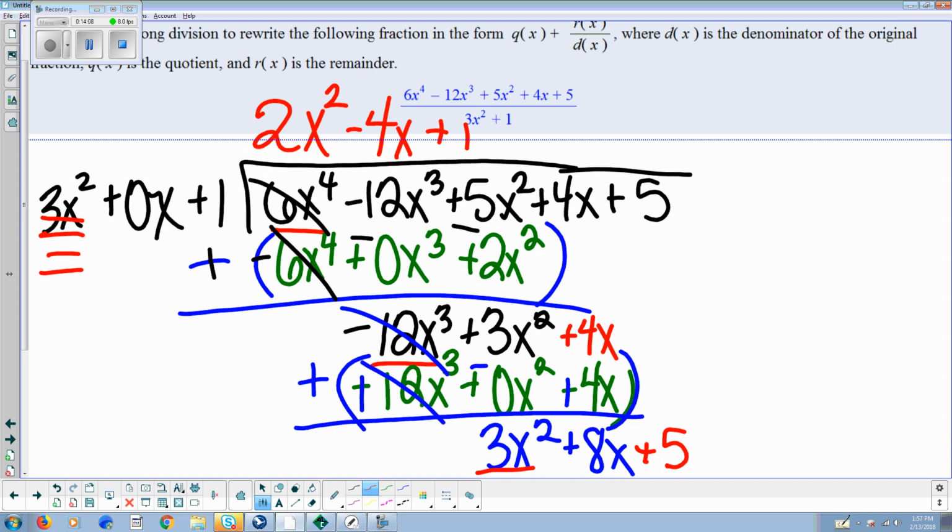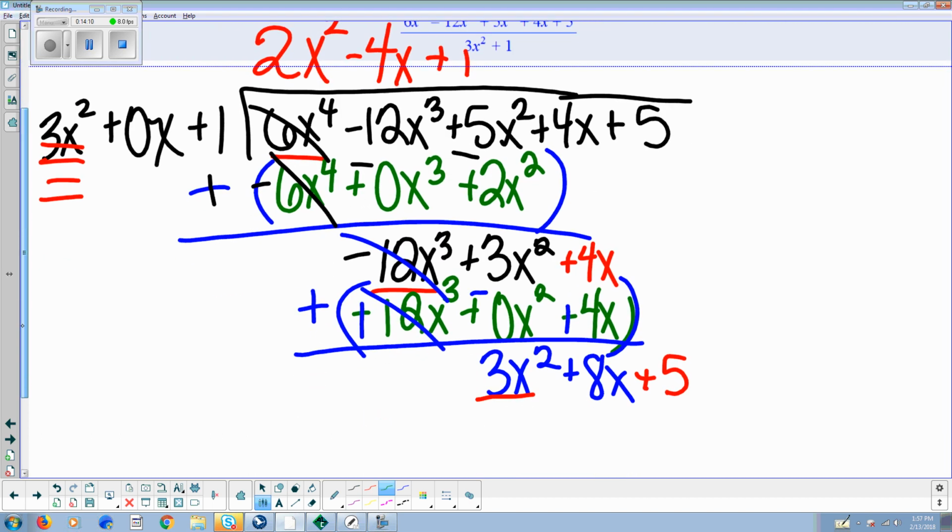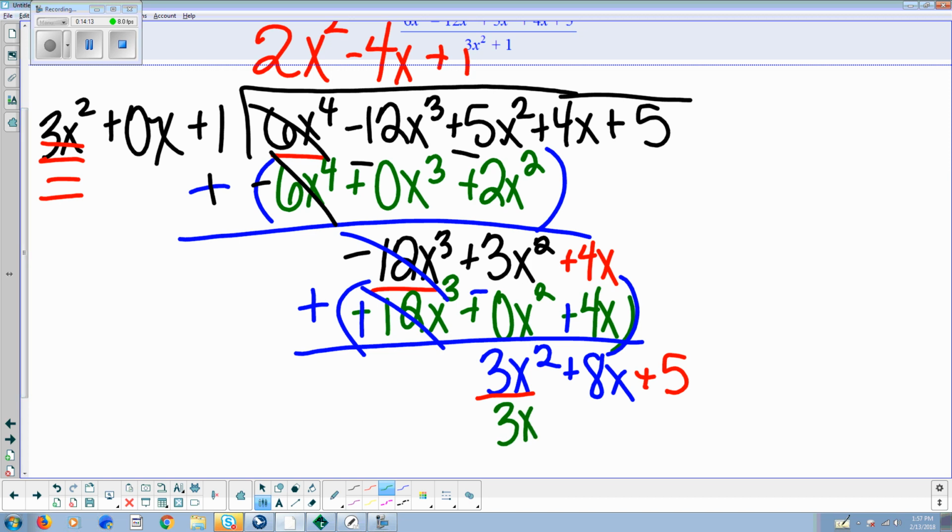Multiply through. 1 times 3x squared is 3x squared. 1 times 0x is 0x, and 1 times 1 is 1. Subtract.